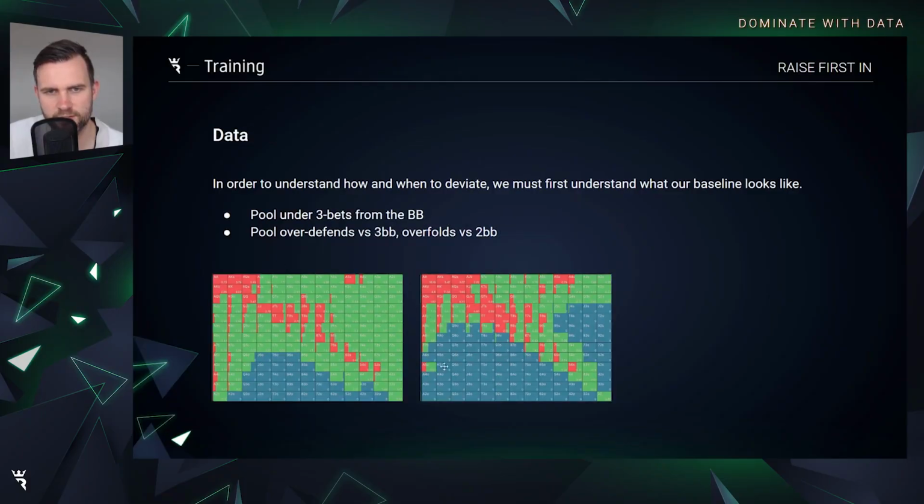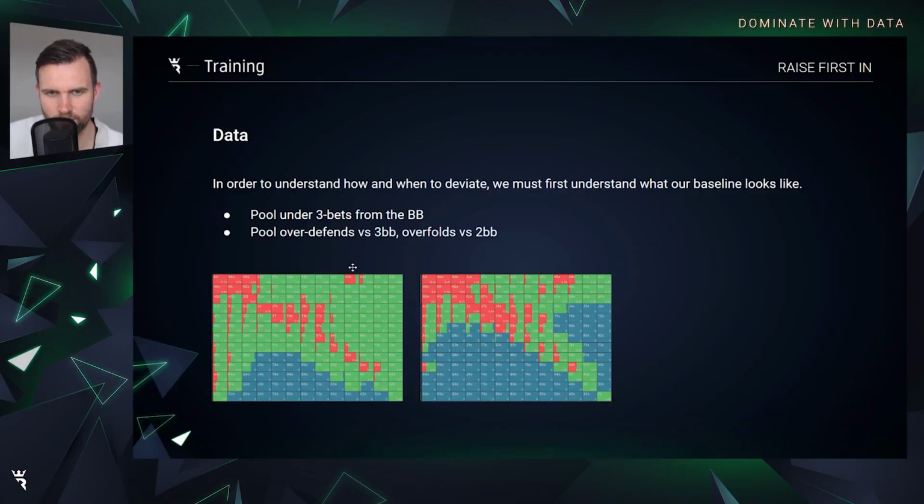Oh wait, I forgot this. So here you can see when the big blind faces a 2 big blind open, and here you can see the big blind from the button, and here you can see a 3 big blind open. And you can see the difference, it's quite massive. Whereas humans always play something that's in between this.